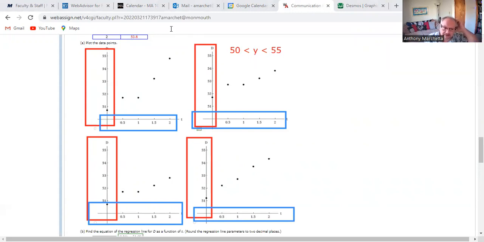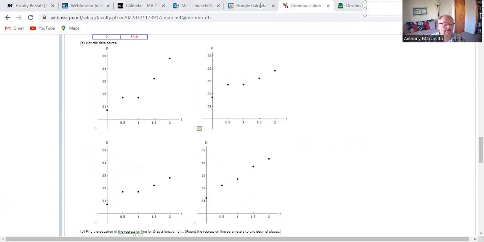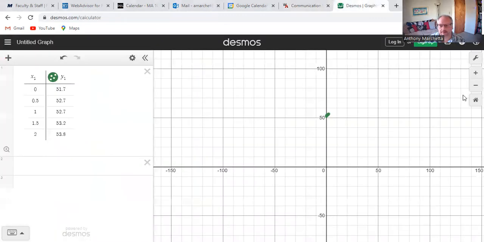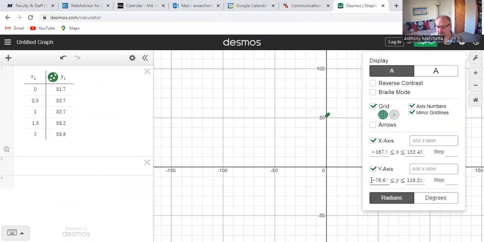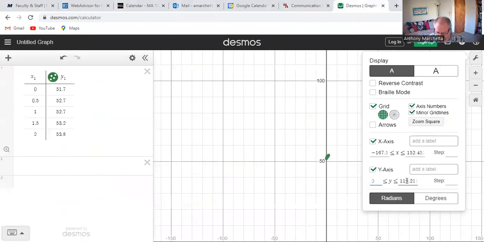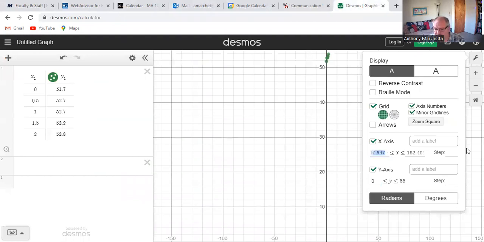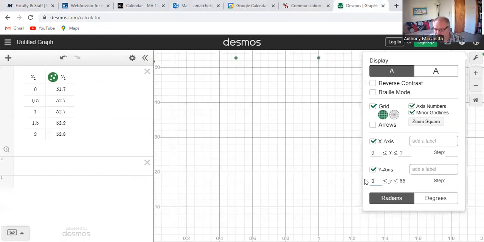And for X, it looks like it's going to be 0 to 2. So I hope that's clear, because you're not going to get these questions right unless you very carefully change the axes accordingly. So again, Y is from 50 to 55, X is from 0 to 2. In the wrench, Y was 0 to 55, and X was 0 to 2. No, Y was 50 to 55, wasn't it?